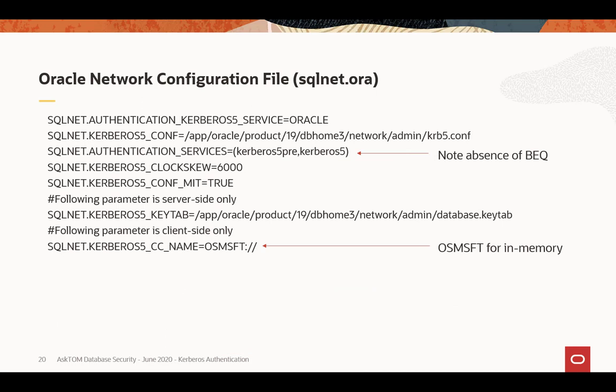We move from here to our sqlnet.ora. You are almost certainly familiar with this file already. This is the standard Oracle networking file. We're just going to add a couple of parameters to this that say how Kerberos is going to work. The first one is SQLNET.AUTHENTICATION_KERBEROS5_SERVICE.